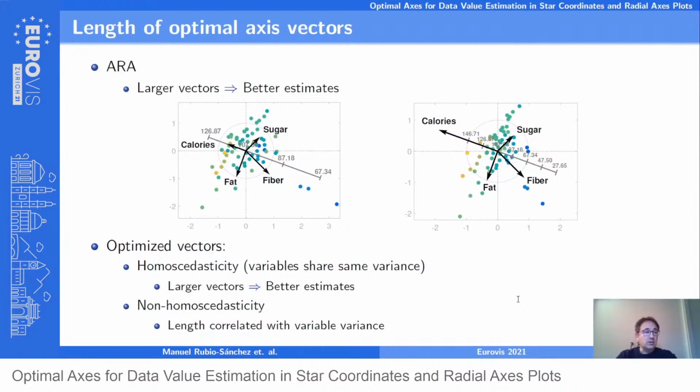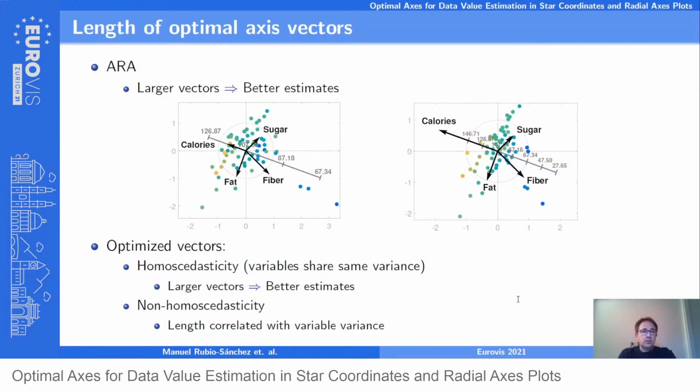We have also analyzed the information provided by the lengths of the optimized axis vectors. So initially, we thought that the larger vectors would indicate better estimates because this is exactly what happens in ARA plots. As you stretch a vector in ARA, the labels get squashed together, and this means that the method is going to focus on representing those points, or represent the values for the variable, better.